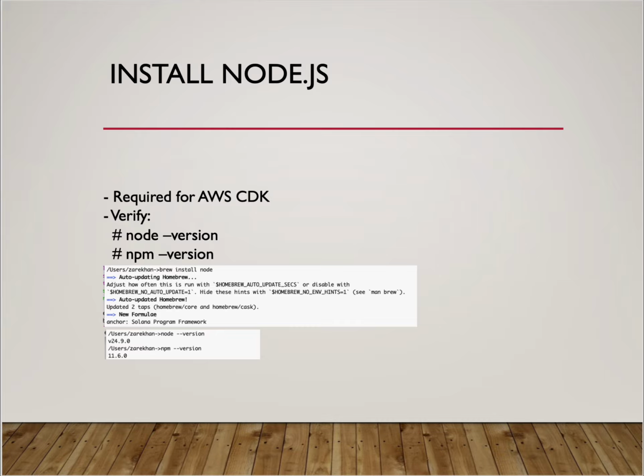Since AWS CDK is built on Node.js, you will need Node.js installed even if you are writing CDK applications in Python, Java, or C Sharp. After installation, check it again with node --version and npm --version. This ensures both Node.js and npm are set up properly.